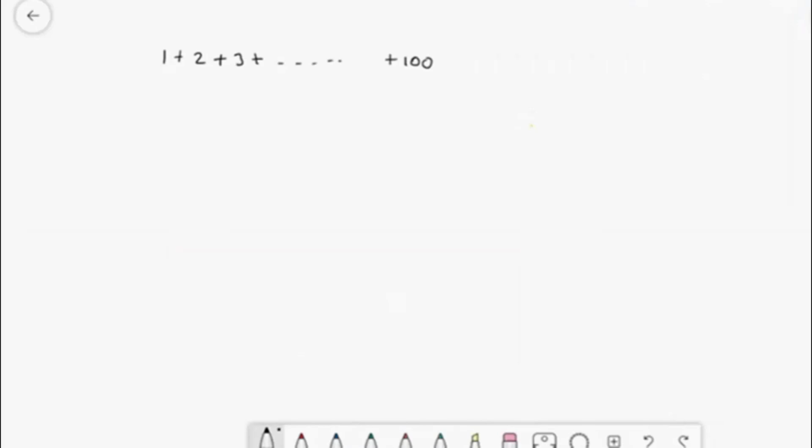So 1, 2, 3, 4, etc. That is an AP, right? A list of natural numbers or positive integers makes an arithmetic progression. So 1 plus 2 plus 3 plus etc. up to 100 we want to add. There is a trick to add this, and it gives you hints on how to derive the formula to find the sum of the first n terms of any arithmetic progression. I'll show you one trick for adding this.